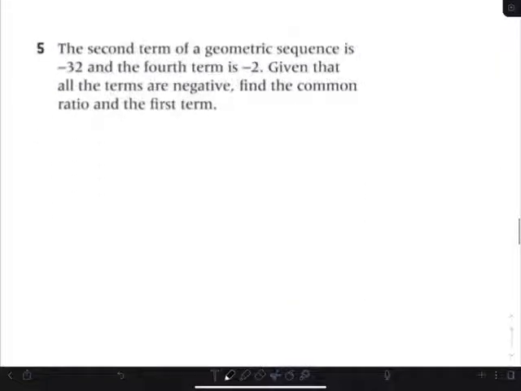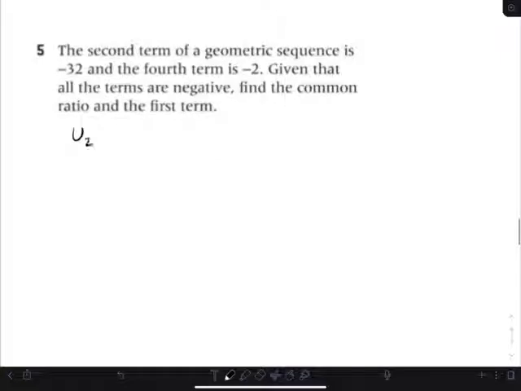Here's another one. Second term of a geometric sequence is negative 32. Let's write that down. And the fourth term is equal to negative 2. Seems to be decreasing. Given that all the terms are negative, find the common ratio and the first term. Okay, for this one, one thing to notice on a question is it says here geometric. I know that sounds obvious, but it's telling you it's geometric. So you know you're multiplying to get from one to the next.